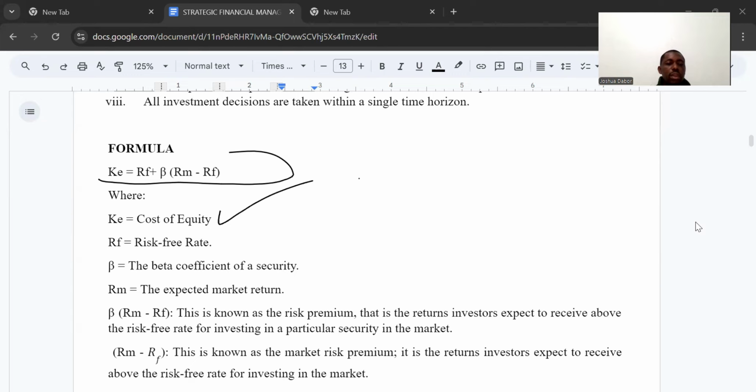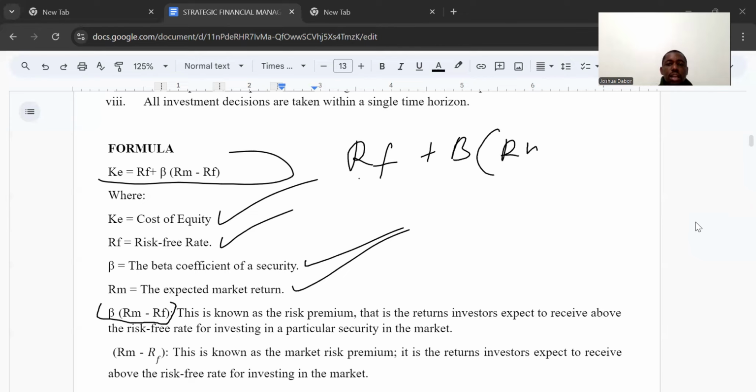So KE is the cost of equity. RF is the risk-free rate. Beta is the beta coefficient of the security. RM is the average return from the market. So beta into (RM minus RF) is known as the risk premium. This is the return. So if I have my risk-free rate, let me explain it here: risk-free rate plus beta into (RM minus RF).